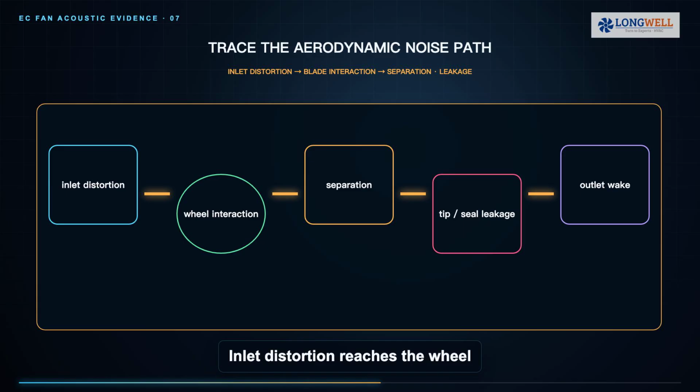Inlet distortion reaches the wheel once per revolution, blade interaction creates tonal content, separation and leakage create broadband content. Match the wheel, inlet clearance, and housing to the required point before choosing a control signal.